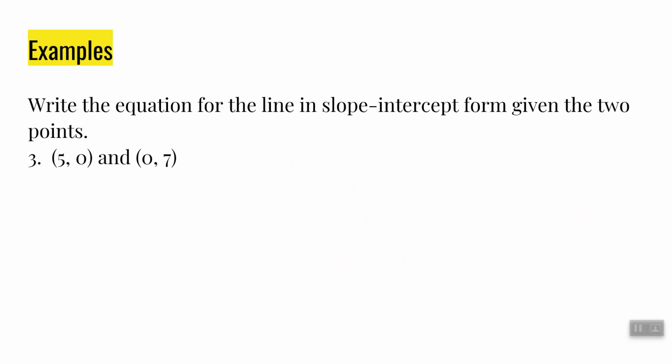Number 3, we've got (5, 0) and (0, 7). Lots of zeros. That will make this one a little bit easier. So we calculate the slope. It's 7 minus 0 over 0 minus 5. Pay attention and make sure you're going in the same order so you get the correct sign. This is 7 over negative 5, or that's the same thing as negative 7/5. I prefer to write my fraction with the negative in the numerator versus the denominator.